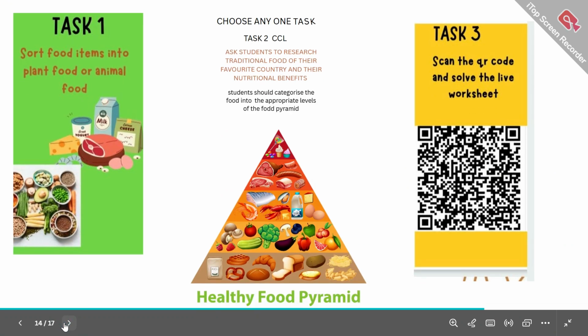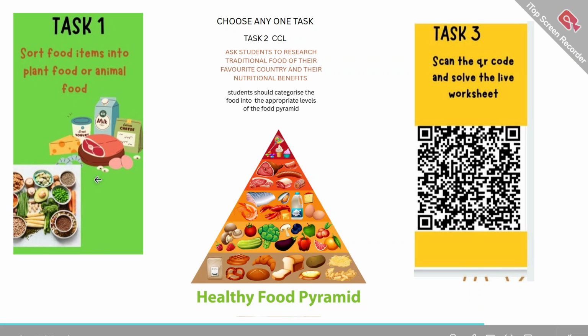Okay. So we can see the three tasks. The first is to sort food items. You can sort the food items and tell me whether it is plant food or animal food. It is a very good thing that you will get engaged in these kinds of activities.